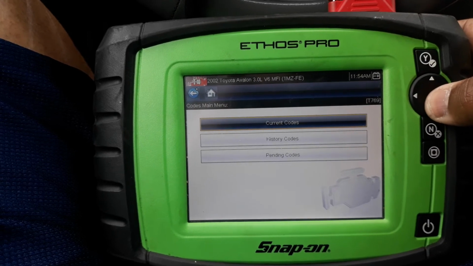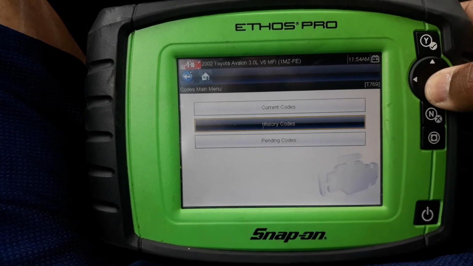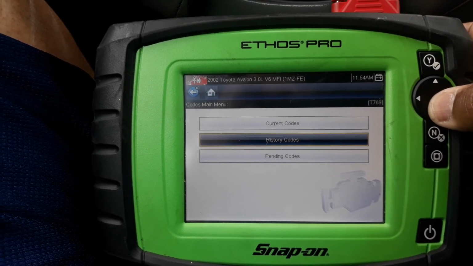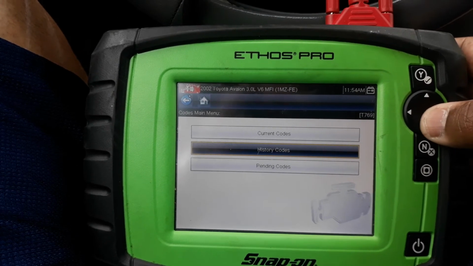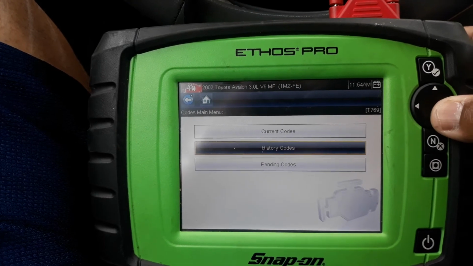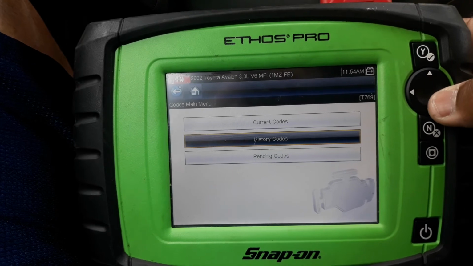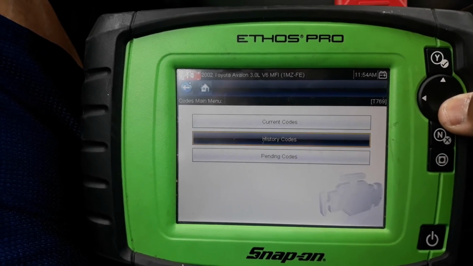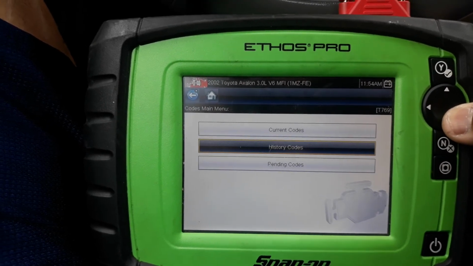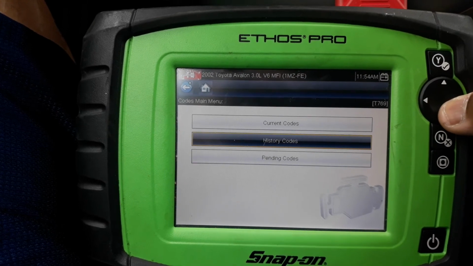Now the history code is if the computer doesn't see it anymore for a certain number of times, it turns the check engine light off, and then it just puts it into a history code. That way, if say a month down the line, a technician hooks up the scan tool, he can see that you had a history code on something you didn't even know about, perhaps.